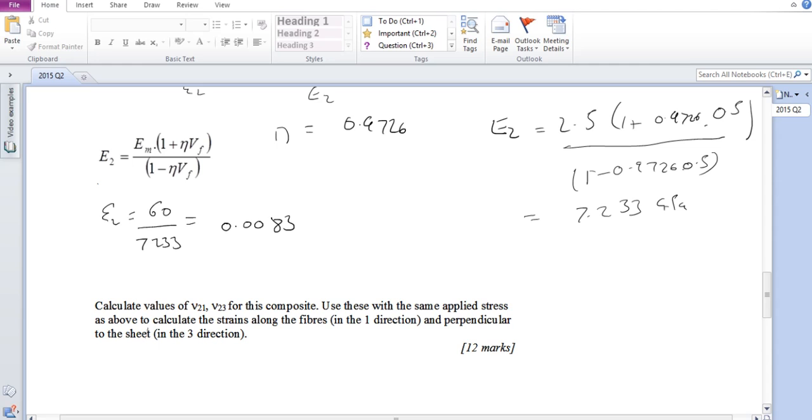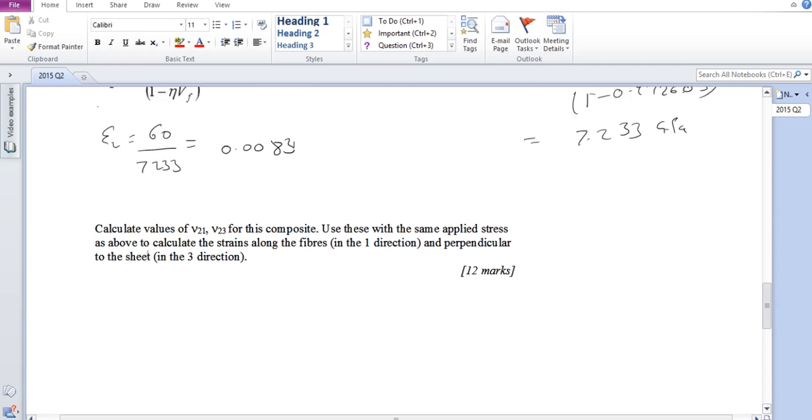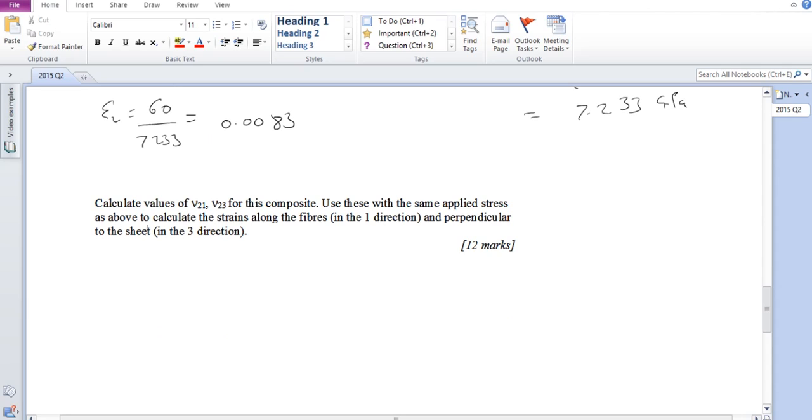So that's all you need to do for the first part, work out the strain in the two direction. Okay, the bit that then is a little bit more complicated is the next part, which is to calculate the values of Poisson's ratio 2:1 and Poisson's ratio 2:3 for the composite, and then use those with the same applied stress to calculate the strains in the one direction and the strains in the three direction.